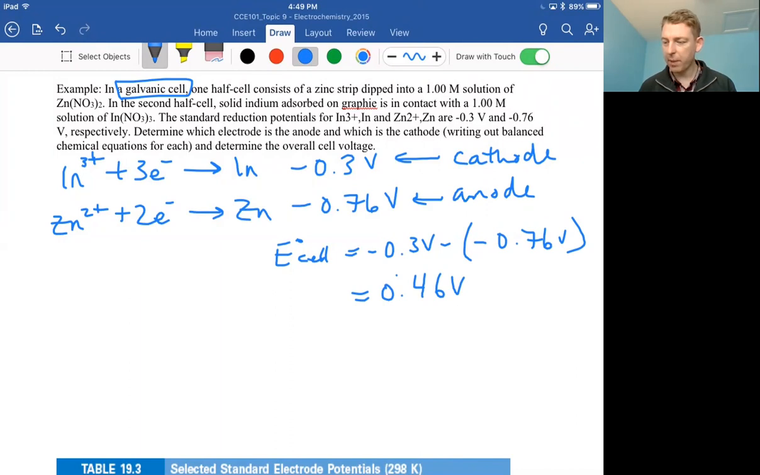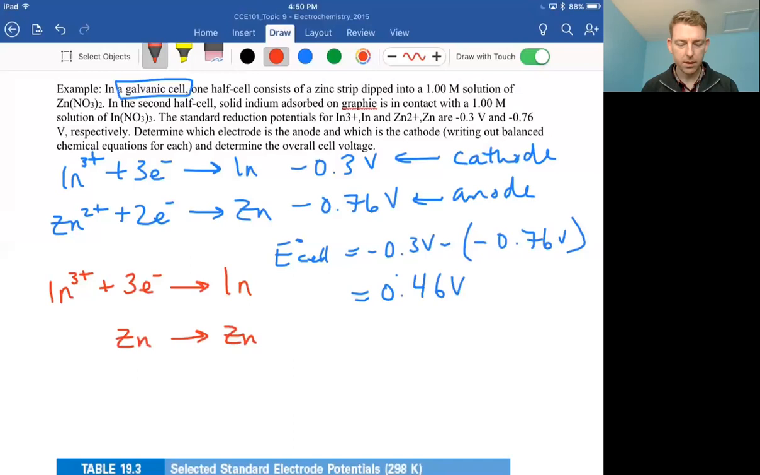If we were looking for the balanced equation for this, in the balanced equation we still have indium 3 plus being reduced. So we can leave that one in the direction that we have it written down already. And zinc as the anode is going to be reversed because we know that it's going to be oxidized. So let's write that one down as zinc going to zinc 2 plus plus 2 electrons.